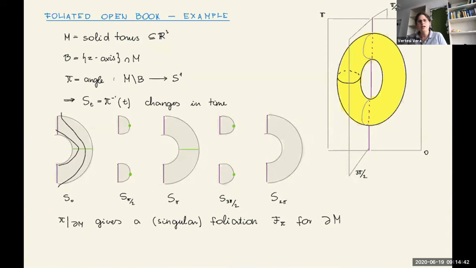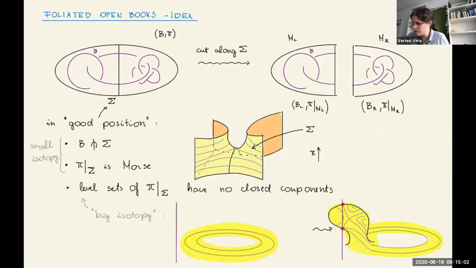Okay, and then also notice that as you did this, you got a singular fibration of the complement of the binding, but you also got a singular foliation of the boundary. Okay, and then let's see how this works in general.